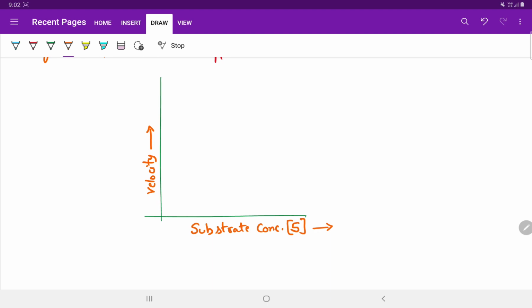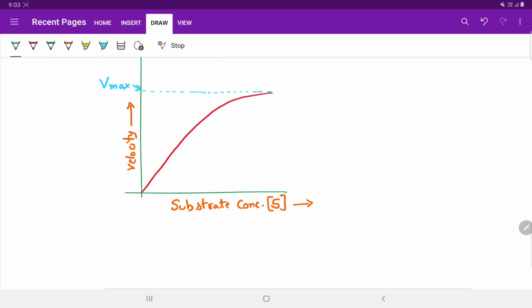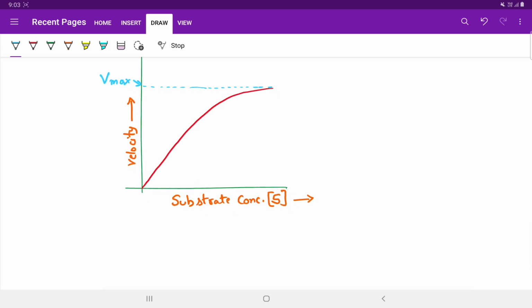Now, when we plot a graph, we obtain a parabolic curve like this. So the Vmax can be obtained, that this is the maximum velocity that can be achieved, and for half of the Vmax the substrate concentration can be calculated by using the value of Km.